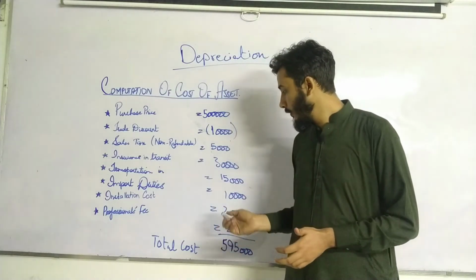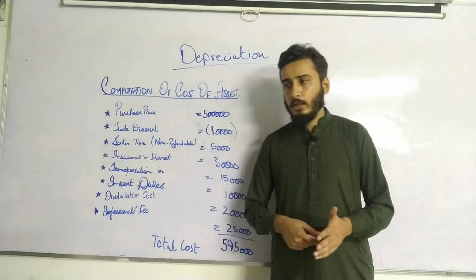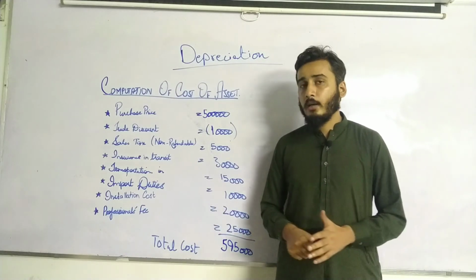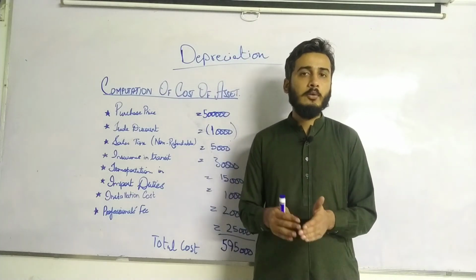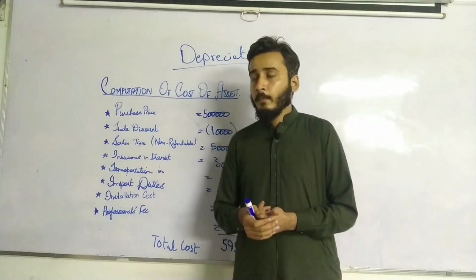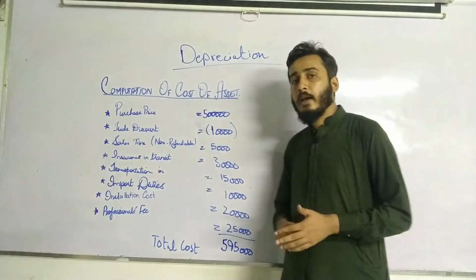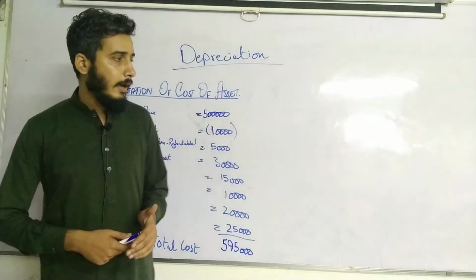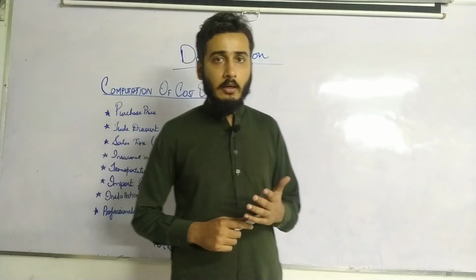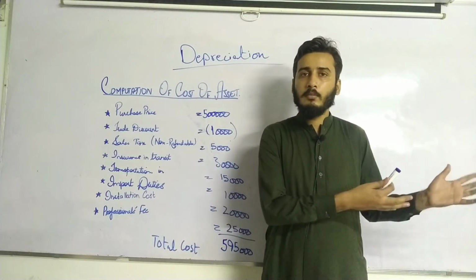Then installation cost. You have to pay installation cost so that your asset may be installed in your premises. Then the professional fee: if you do not know how to operate an asset and you need any advice or consultation from a professional, you have to pay him a fee. That fee shall be added into the cost as well, and we have calculated the cost as 595,000. And now we can apply all 5 methods of depreciation to it, and we can get depreciation according to our prescribed method.